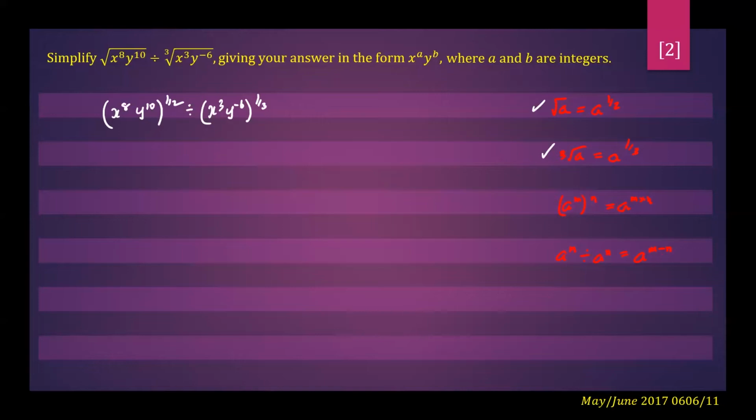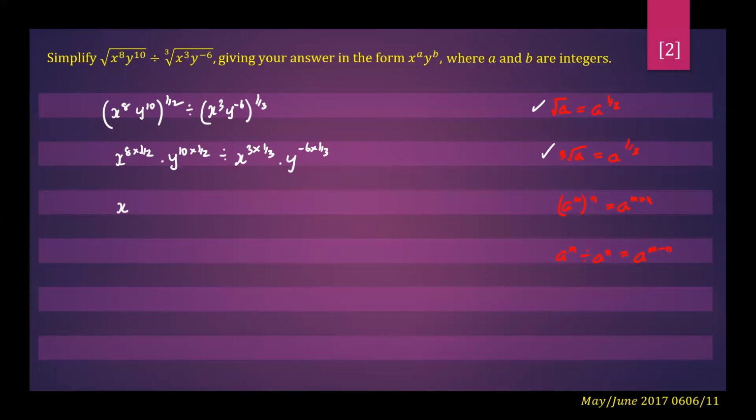The next step is to multiply out the powers using the third rule. So we'll have x to the power 8 times 1/2 multiplied by y to the power 10 times 1/2, divided by x to the power 3 times 1/3 multiplied by y to the power negative 6 times 1/3. Now we'll simplify the powers.